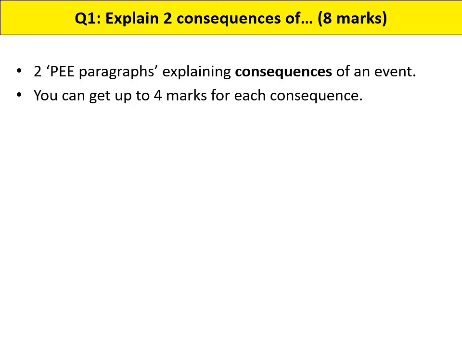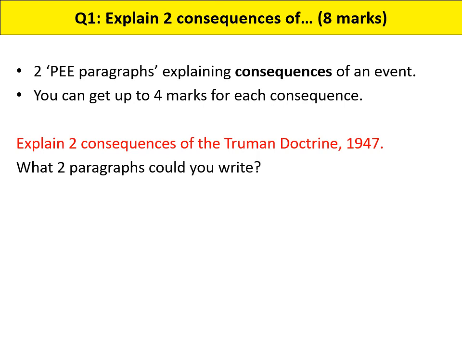You get 2 PEEL paragraphs to write, and each paragraph is marked separately. So it's 4 marks for each consequence or each result. The question we're going to look at is: explain 2 consequences of the Truman Doctrine, 1947. So can you please pause the video again and think, what on earth can you talk about for two consequences?